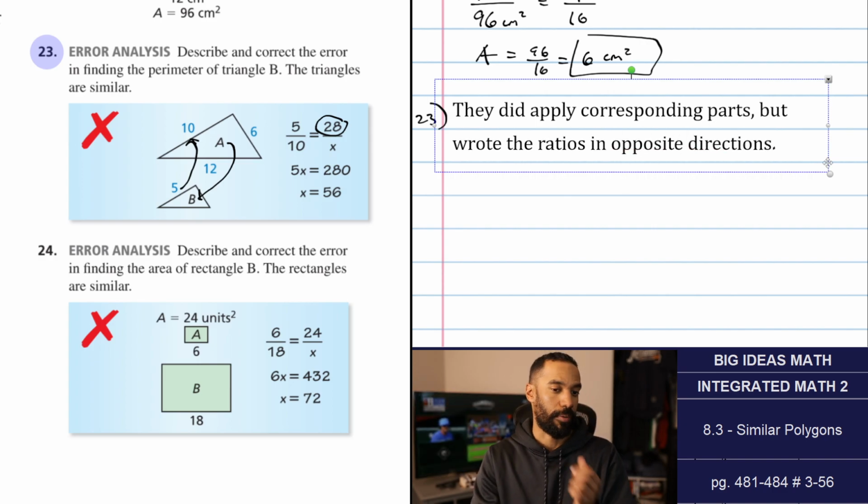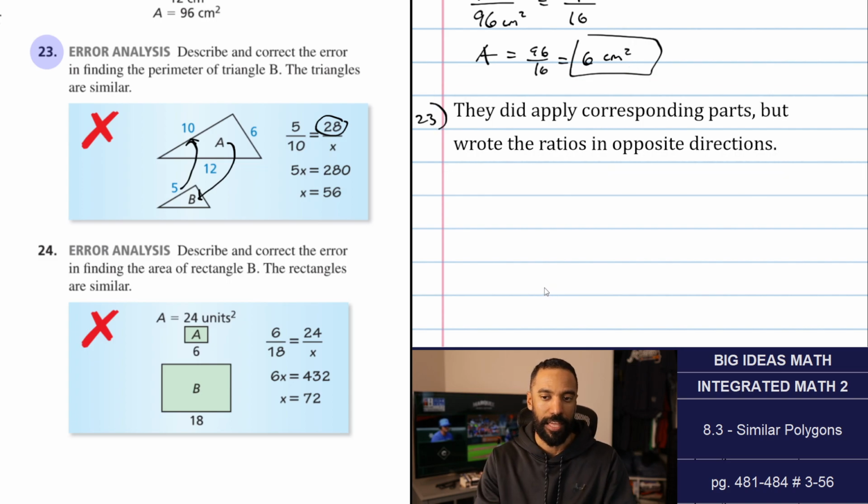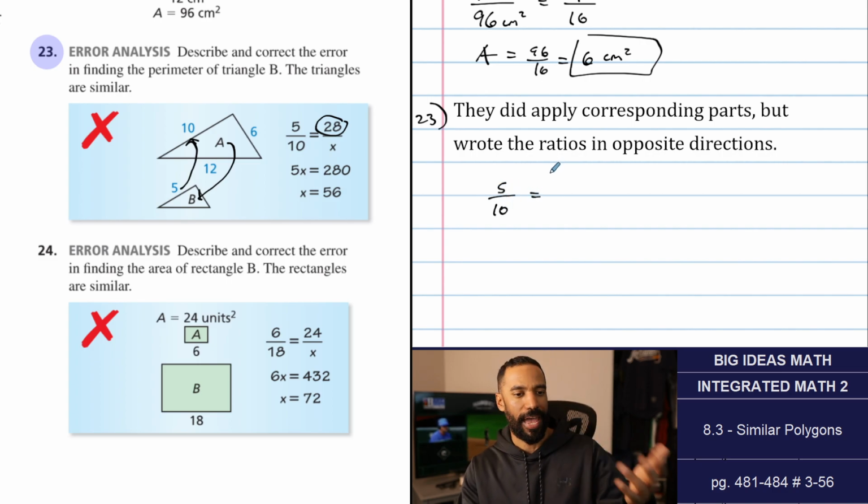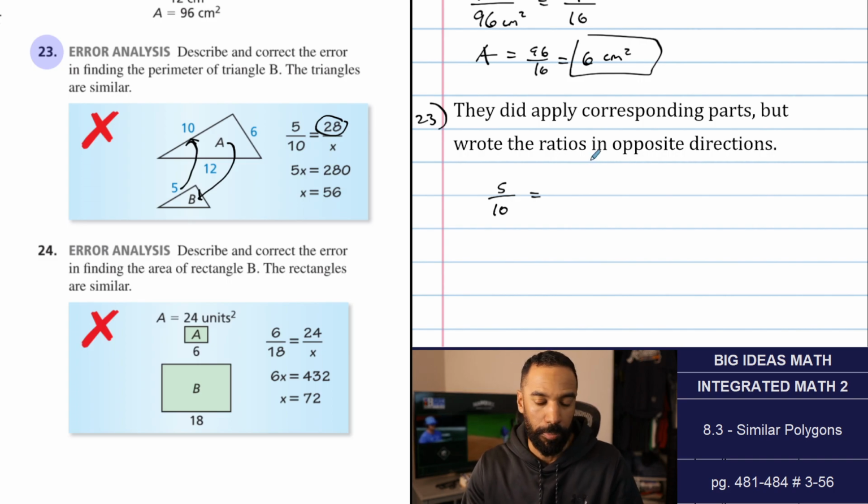They also even found the correct perimeter. The perimeter is 28 of that thing. So let's fix that. We can still say 5 over 10. That's fine. 5 over 10 equals, but don't do 28 over x. By the way, x means the perimeter of triangle B. Put x over 28. This is triangle B is to triangle A.